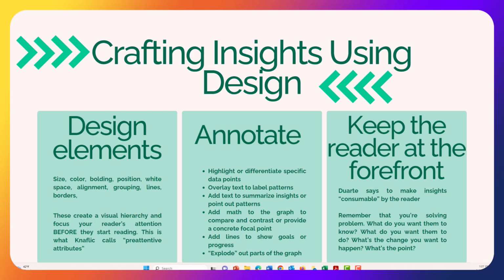Knaflic, in Storytelling with Data, calls this pre-attentive attributes. This means that we can focus our reader's attention before they even start reading. Annotation is the act of encoding your insights onto a data viz by labeling important information. We can highlight specific data points to call our reader's attention to them, or overlay text to identify patterns, or zoom in and out of important parts of the graphs. There are many ways to use design and text to add insight to graphs and convert a data viz to a data story. So how do you choose?